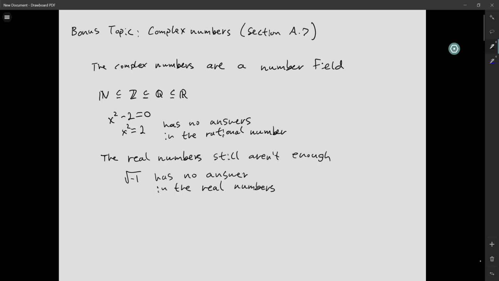Since the square root of -1 has no real number answer, we say that it's imaginary because it's not real. I like to call them fake numbers just because of that. So this is the imaginary number.